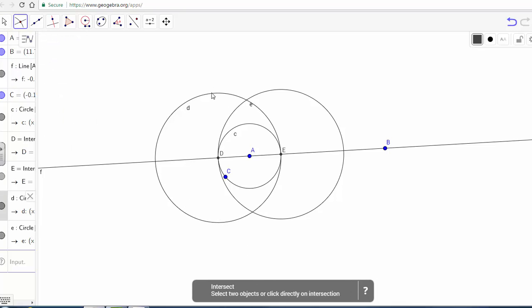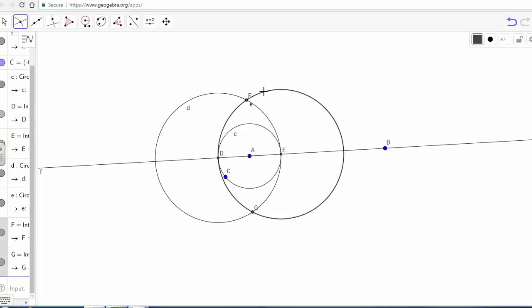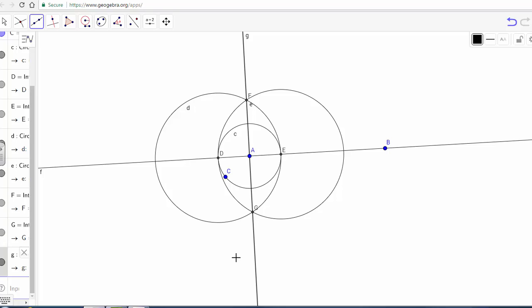So I'm going to choose my Intersect tool, and I'm going to click on both circles, and I get points F and G. So I'm going to make a line that passes through them. So I clicked line, I clicked F, I clicked G, and it locks it into place. So I know that line g, you can see the little g, and line f, you can see the little f, are perpendicular, because that's how I constructed it, and I've got my right angle in place. So next up is to make it twice as wide as it is tall.